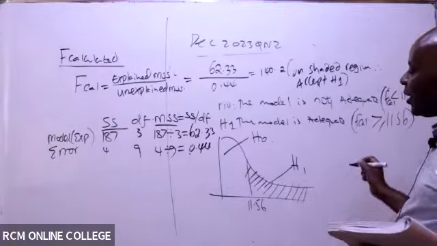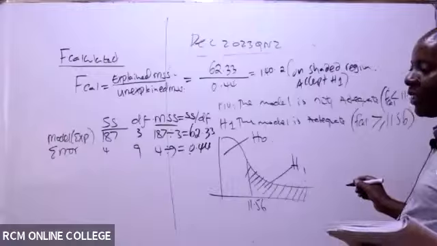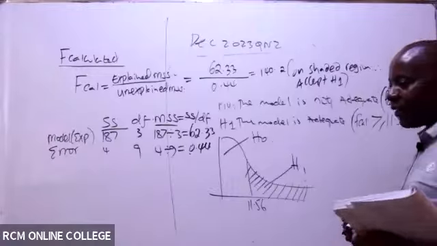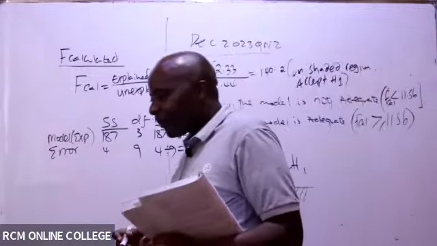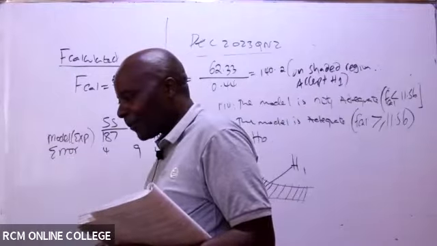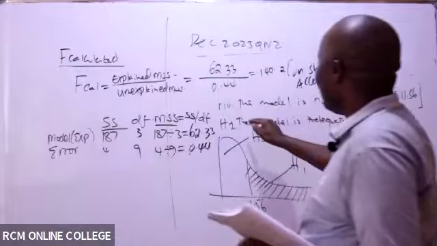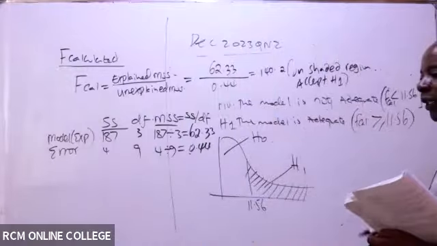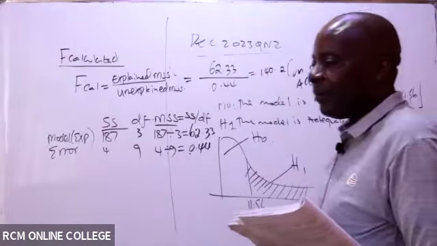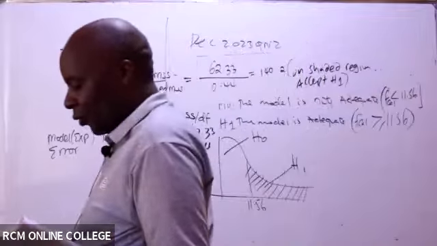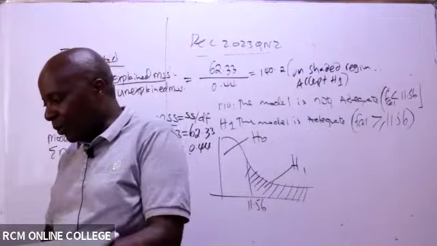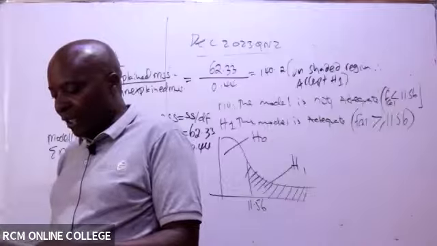So if you're accepting H1, what conclusion do we make? Yeah, the conclusion we make there is that the model is adequate for prediction. The model is adequate for prediction purposes.